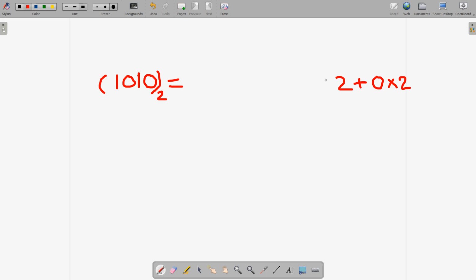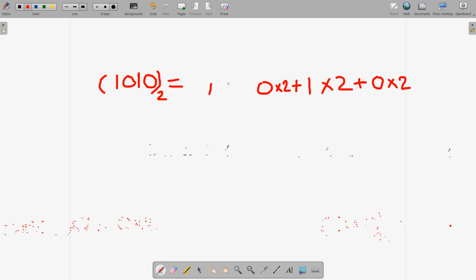So the next one is, yes, 1, so 1 into 2, then the next is 0, so 0 into again 2, and the leftmost is 1, so 1 into 2. So here you can see at each of these places we have multiplied with 2 only. As you can see, everywhere the digit is multiplied with 2.